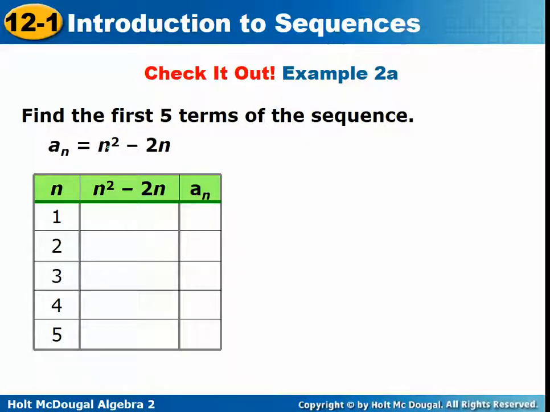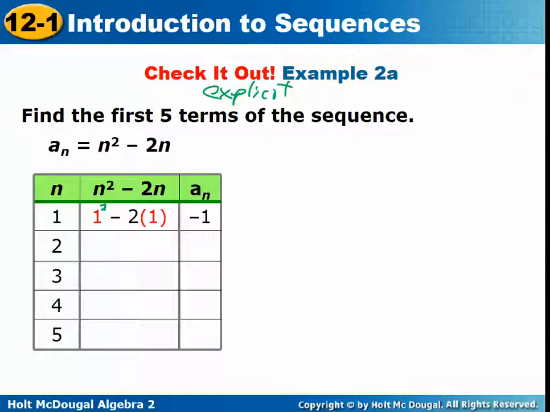In this example, is this an explicit or a recursive formula? It's explicit if it just uses n as a variable and does not use the n minus 1 as the subscript part. So this is an explicit formula, and we'll solve this just like we would with any formula. We take our values of n and plug them into the equation and find what we get. So in our first part, we take n equals 1, and we do 1 squared minus 2 times 1. So 1 squared is 1, minus 2 times 1 is 2, so 1 minus 2 is negative 1.